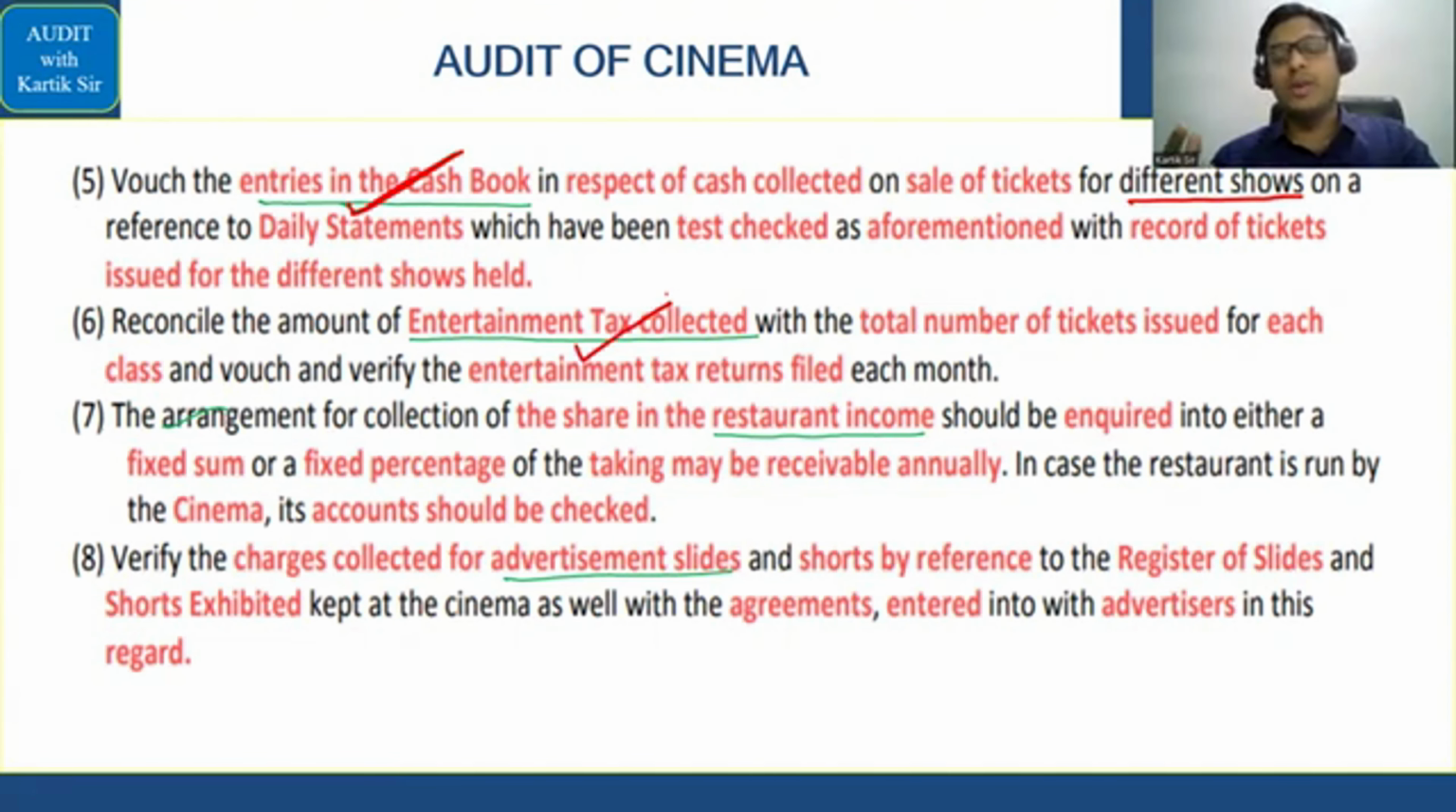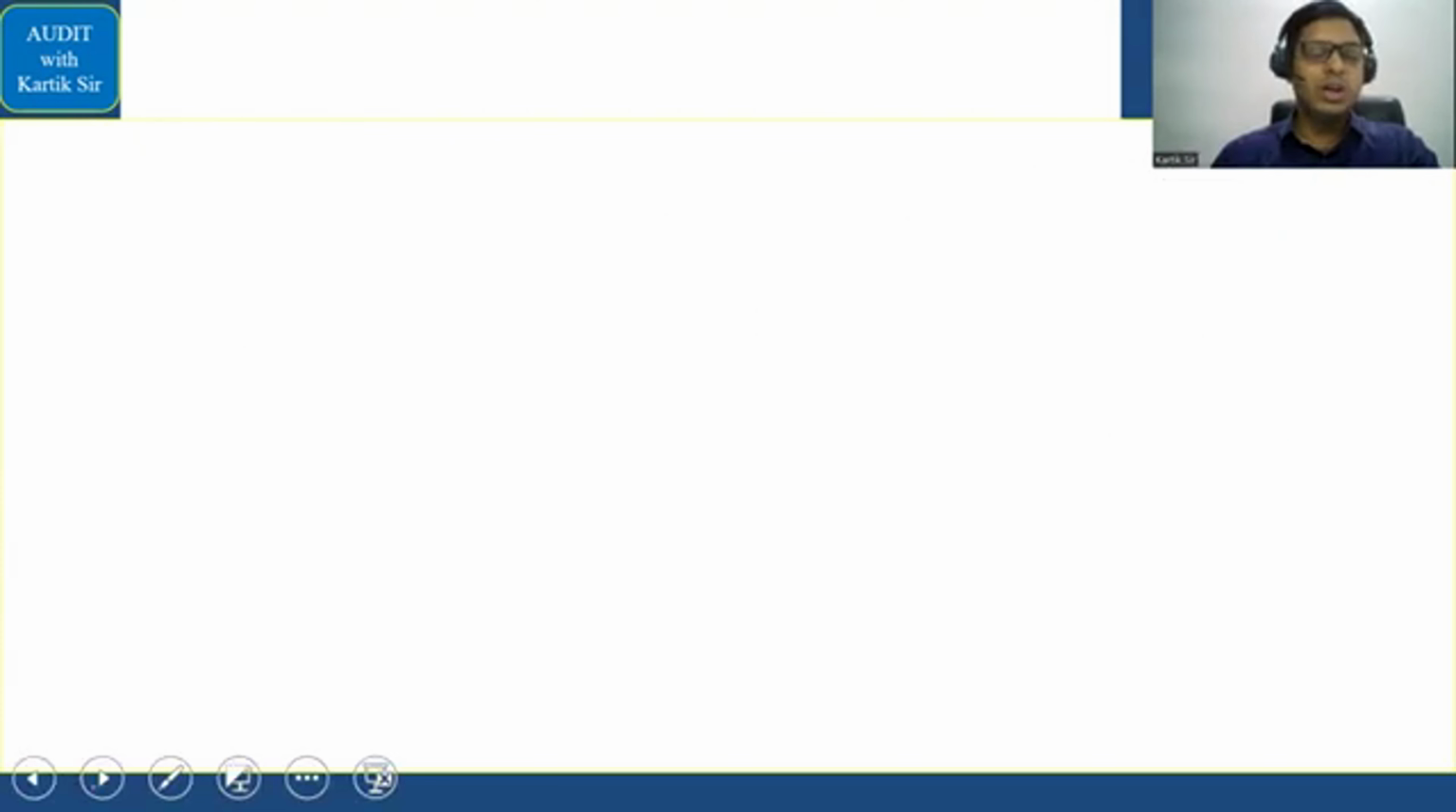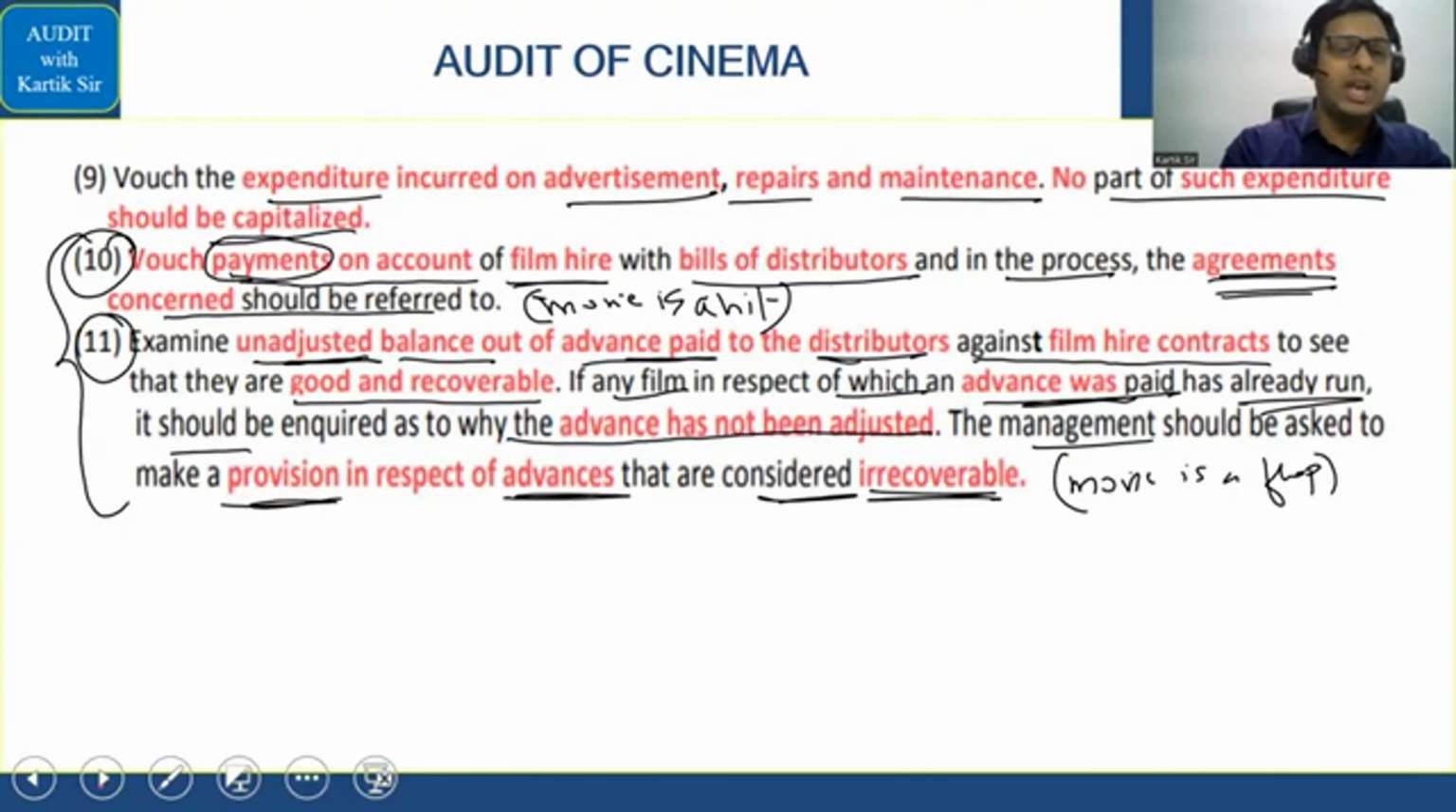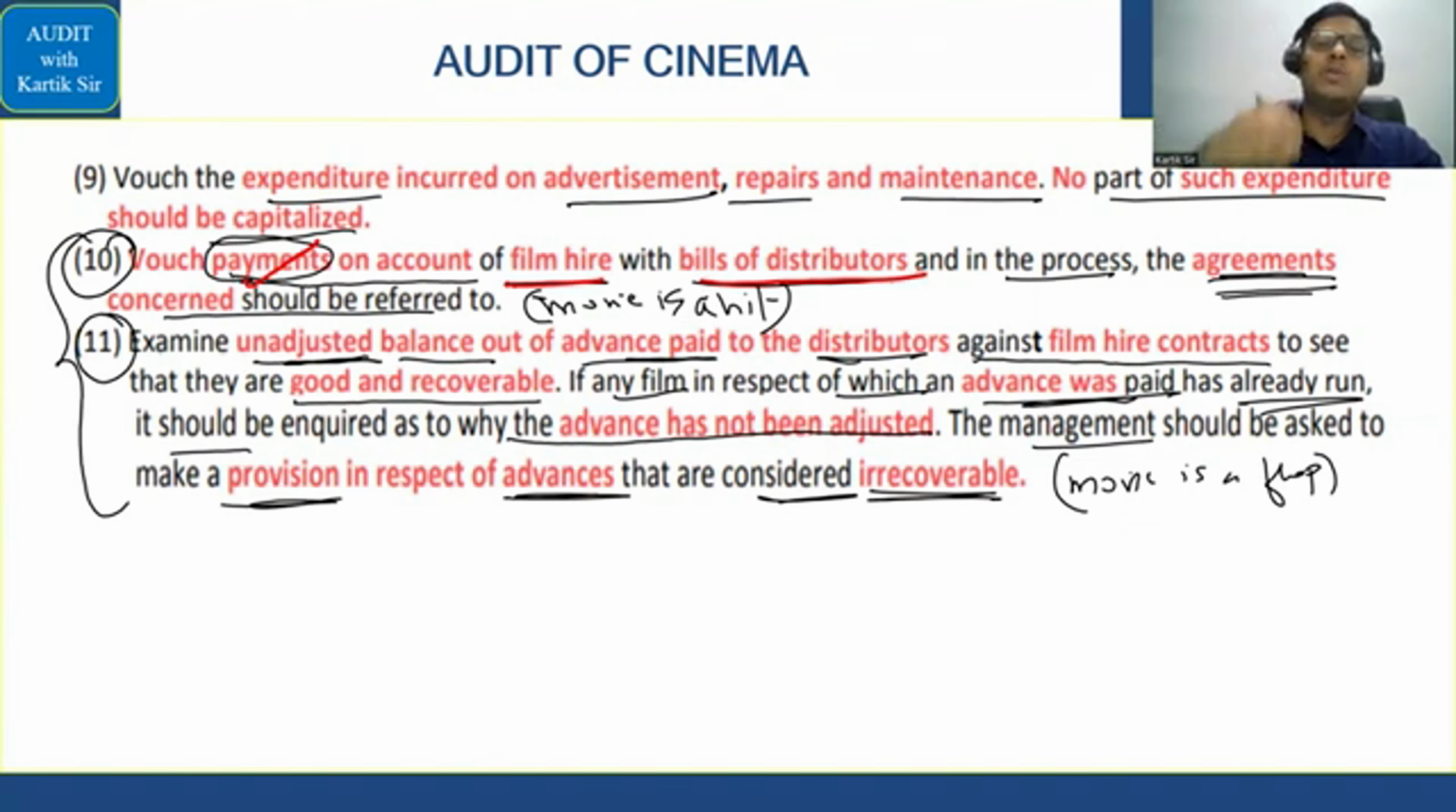Who is the distributor? Now remember, if the movie is a hit, then the distributor will give you the invoice and you will make him the payment. So ये आ गया यहाँ पे, vouch the payments on account of film hire with the bills of the distributor. He'll give you a bill and you will make him the payment.